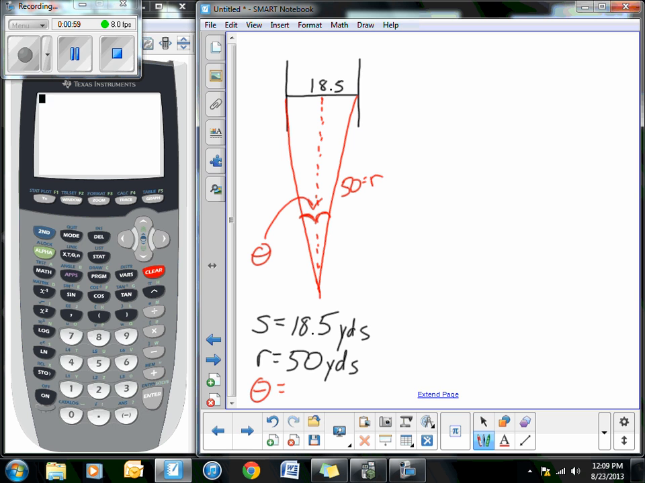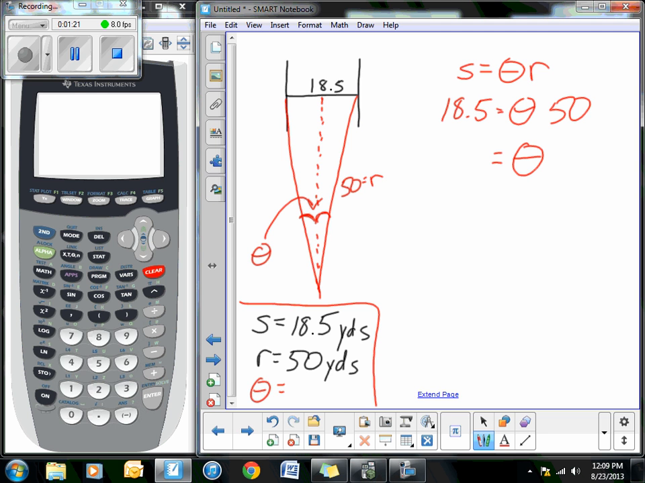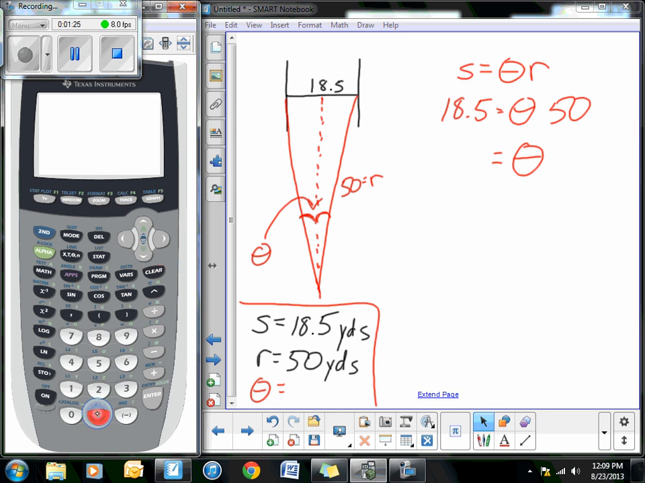Now, if I look at what's given down here, it looks like we've got enough to start working with that arc length formula. S is equal to theta times r. We already know that S is 18.5, and we don't know the angle, but I know that the radius is 50 yards. Now, this one's easily solvable. I can take 18.5 and divide it by 50. We get about 0.37.